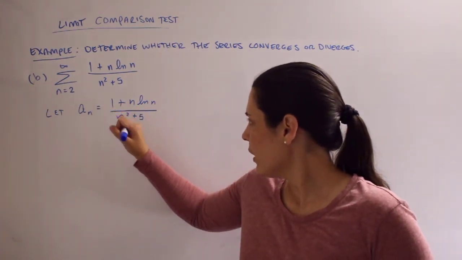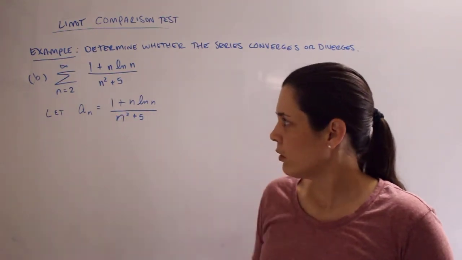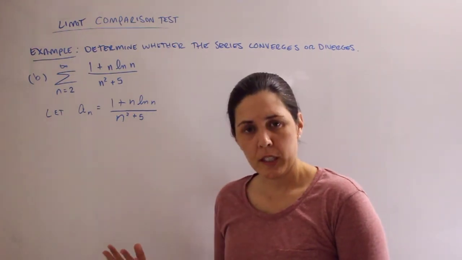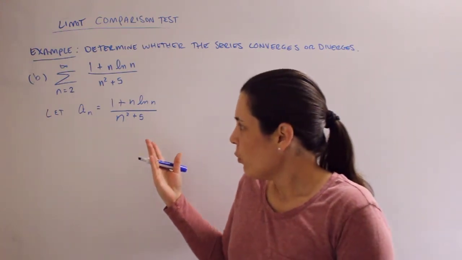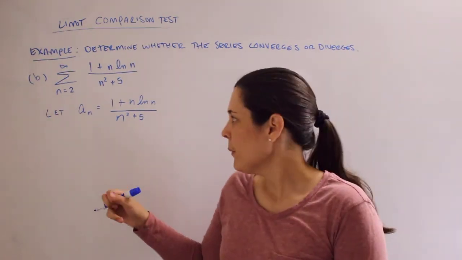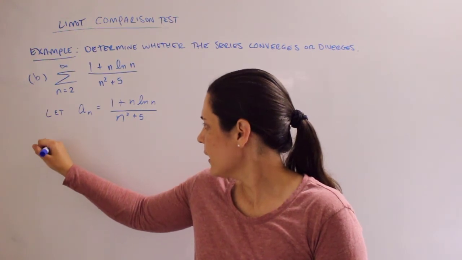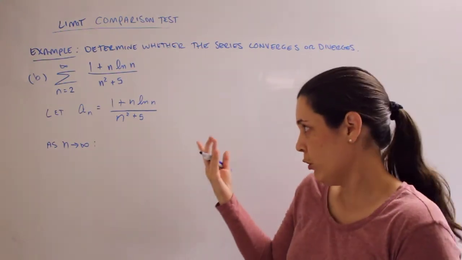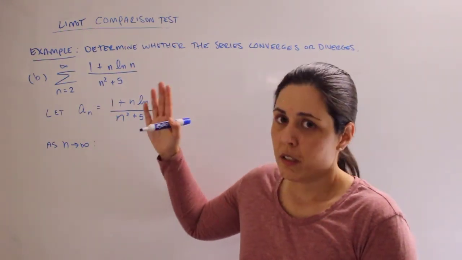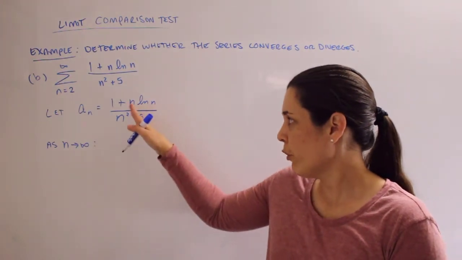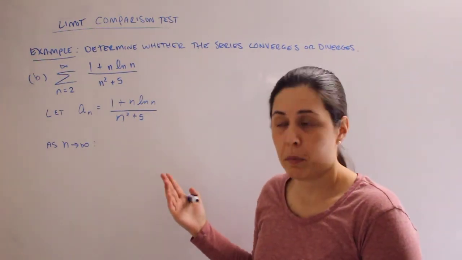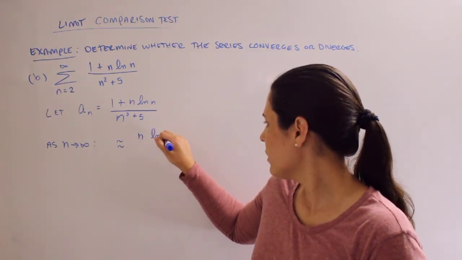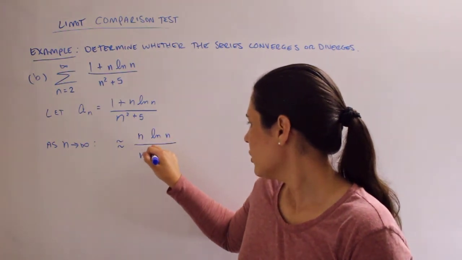We are trying to find another sequence here that represents a series that we can compare this one to. So we're going to try the same approach as the last problem, where we figure out how this behaves as n gets big. As n approaches infinity, this plus 1 becomes negligible, so does the plus 5. You have really big numbers, so adding 1 or 5 doesn't make a big difference. So this is similar to n times natural log of n over n squared.